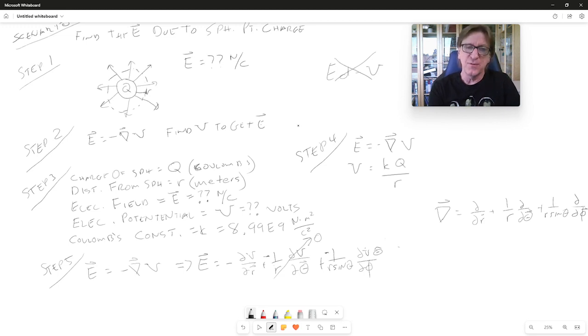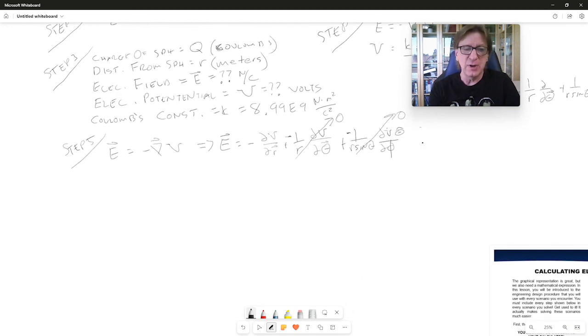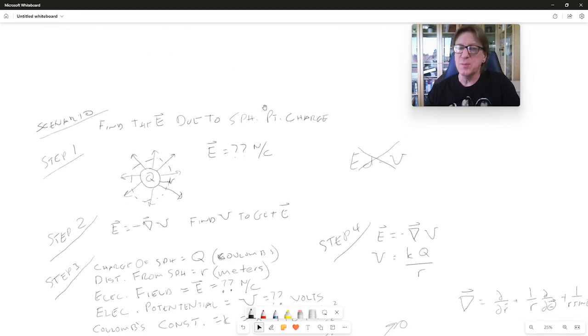Same thing for phi. If I go up around this way in this direction, no matter where I am, if I'm at a constant R, then I'm not going to get any change from this. So that one is also going to be 0. So at the end of the day, that's really nice. I'm left with the electric field is negative partial V partial R. Remember that this only applies for this specific case. That's what our scenario is for. It only applies for a spherical point charge, nothing else.